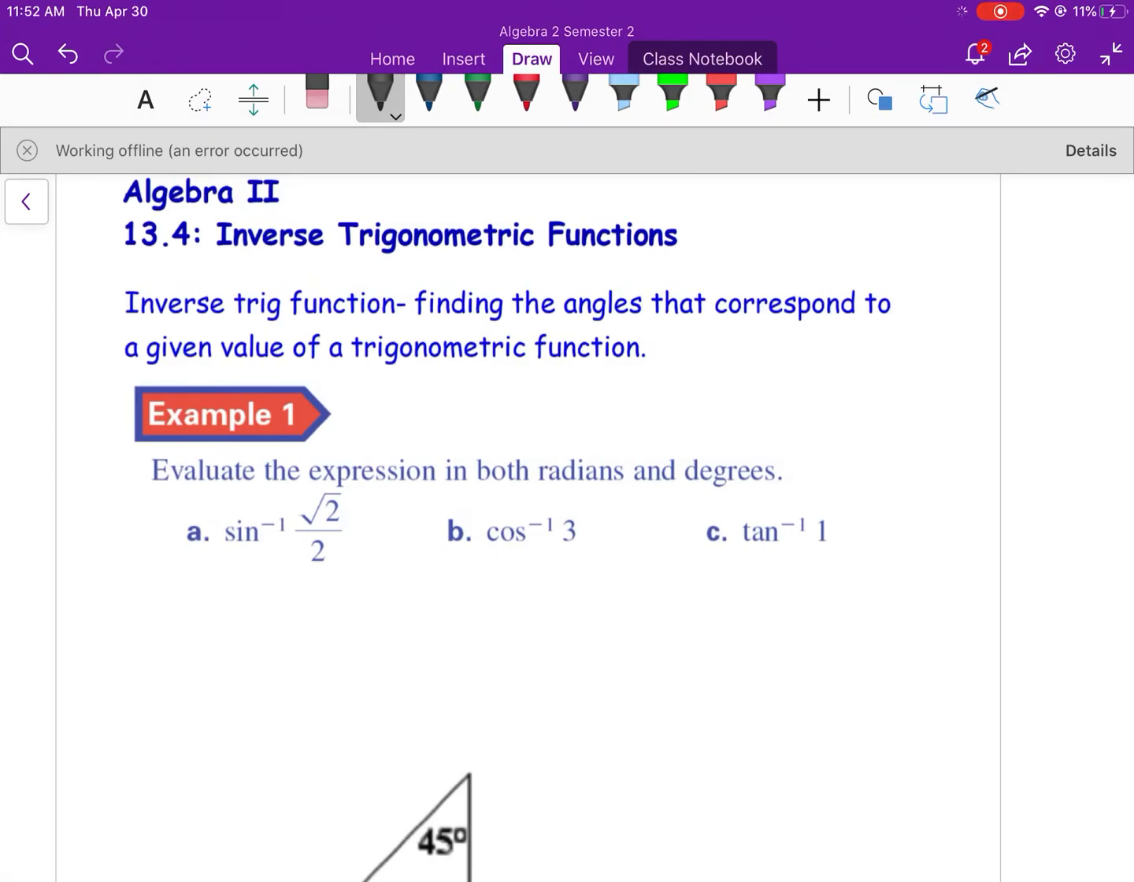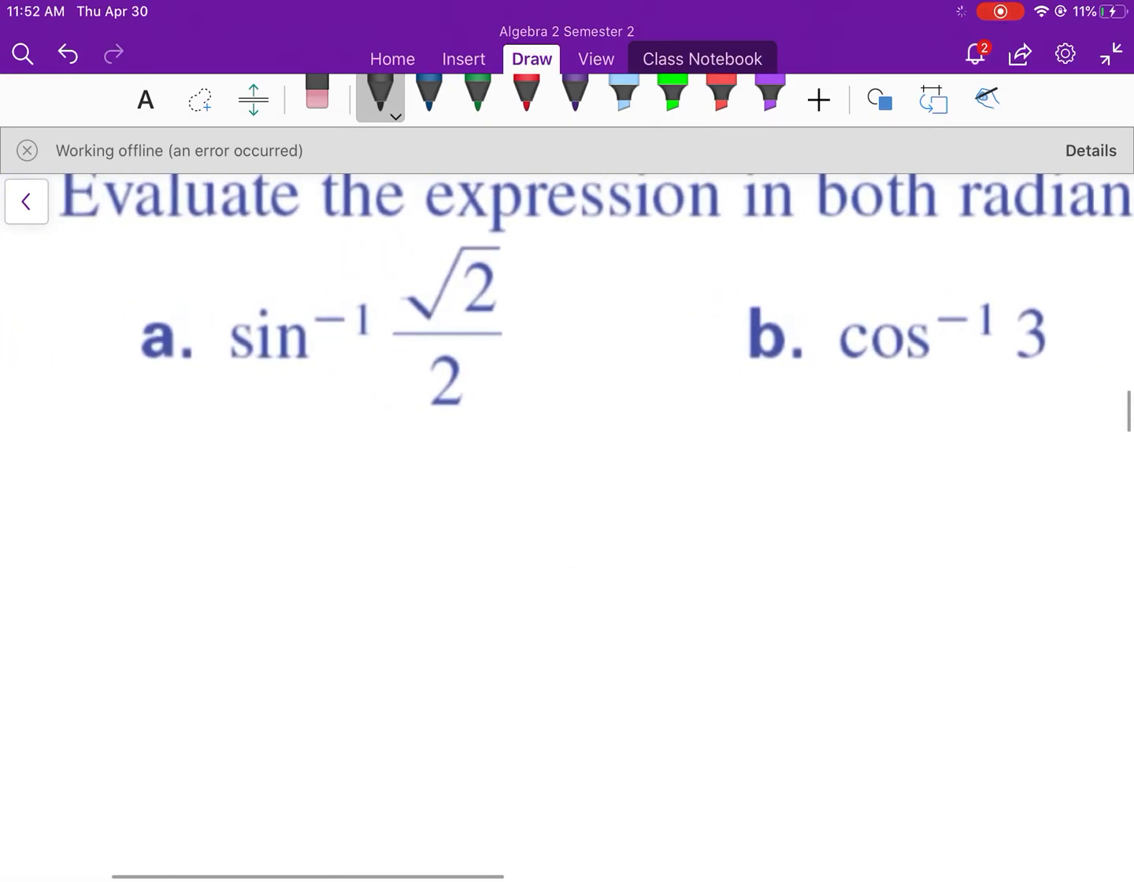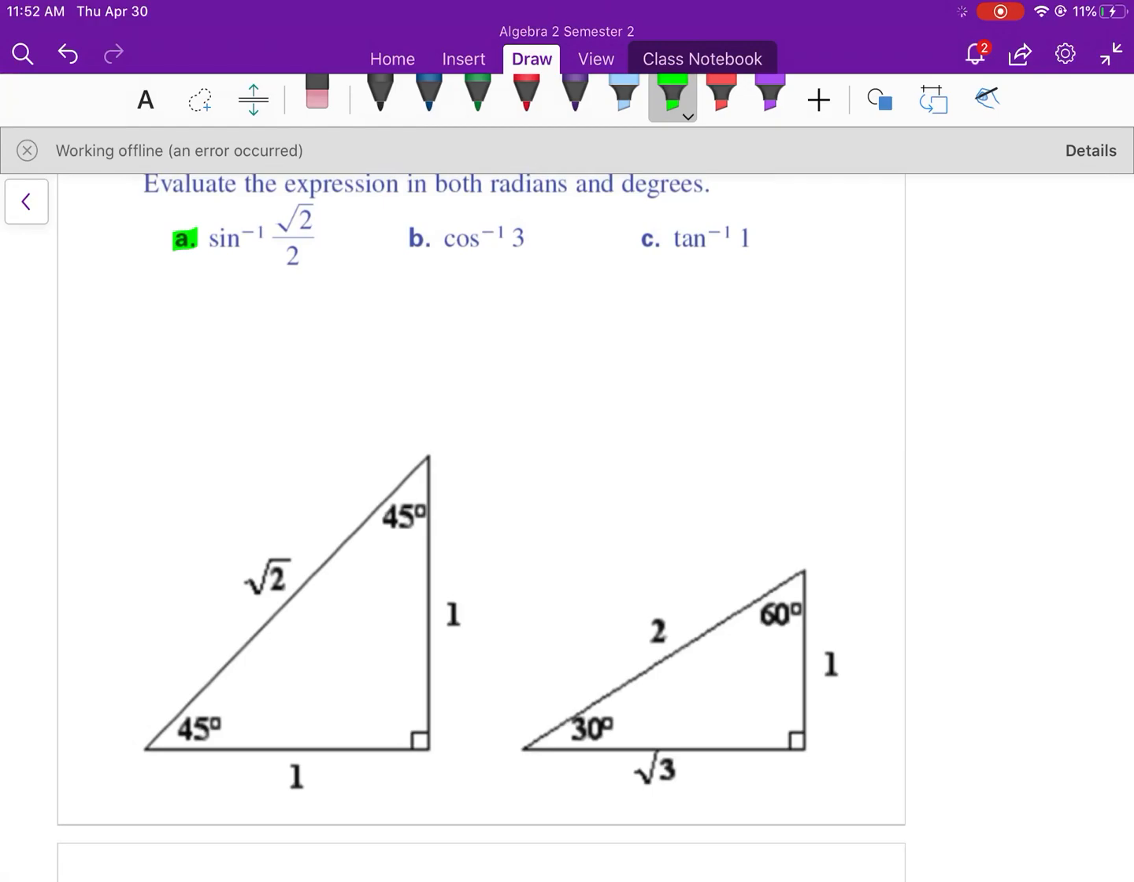Just a quick definition, though. Inverse trig functions, finding the angles that correspond to a given value of a trigonometric function, okay? So when we look at inverse sine of square root of 2 over 2, okay, we're thinking, from what angle did we evaluate sine to get square root of 2 over 2? Now, the only one you look at of your special right triangles and you have square root of 2 in is the 45, 45, 90.